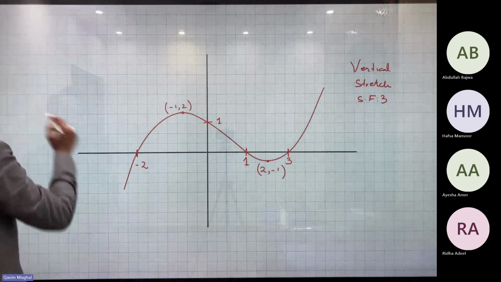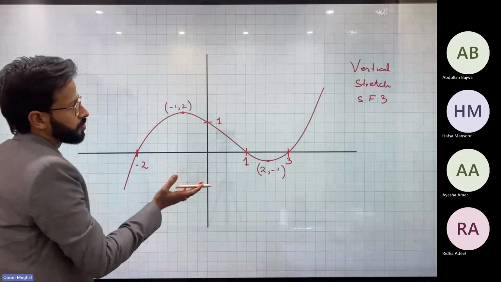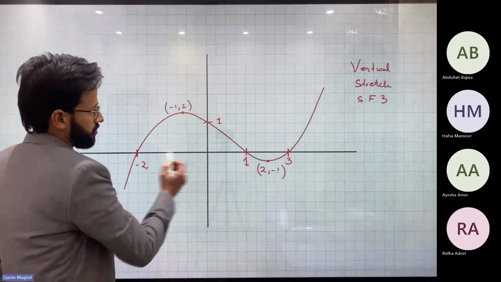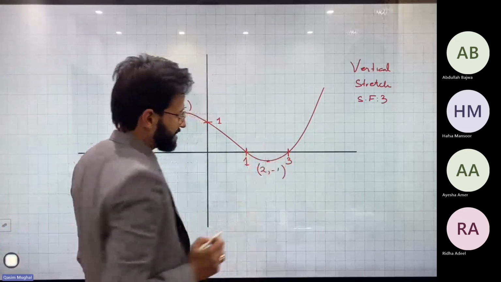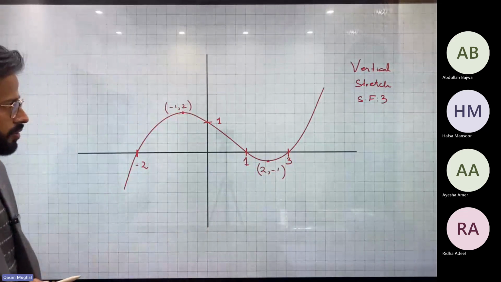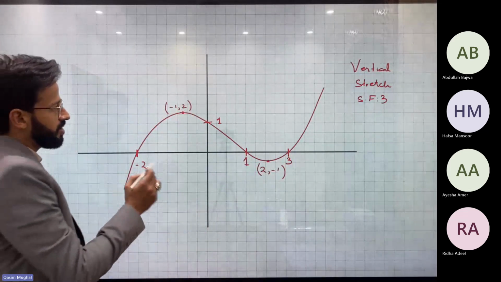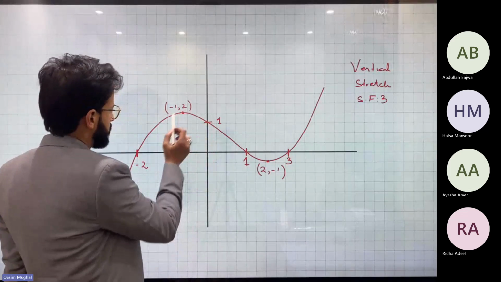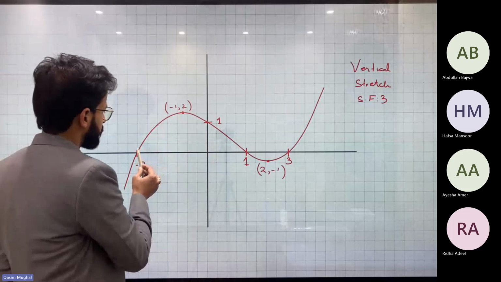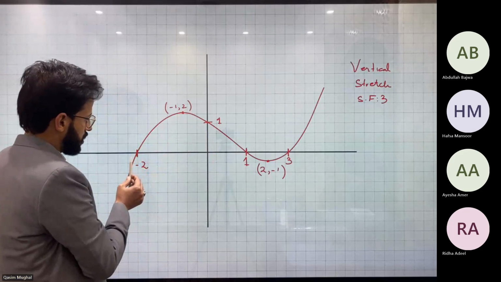Let's look at it from here, because we are going to stretch this vertically. Now this is the invariant line. All the points on the invariant line stay as they are. We are not going to be worrying about them. Every other point we are going to stretch, especially those which are mentioned by the examiner. So let's start from the extreme left here. This is the extreme left.